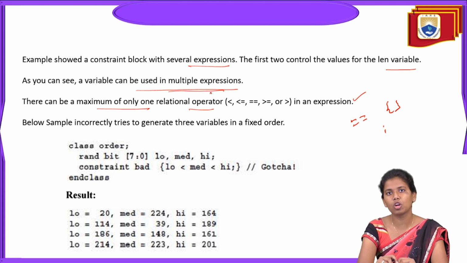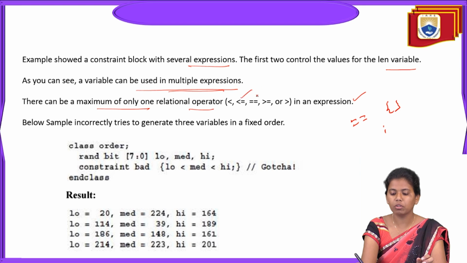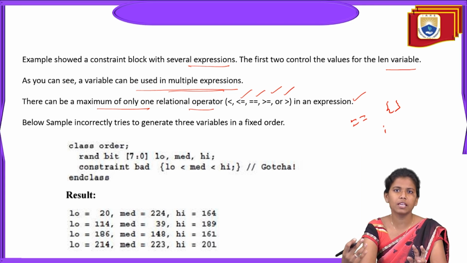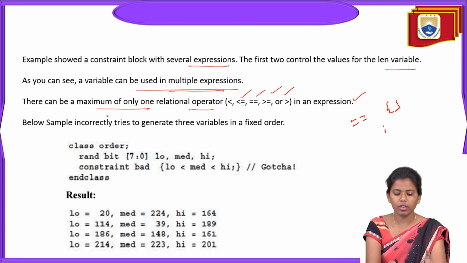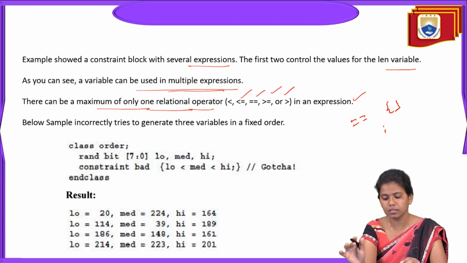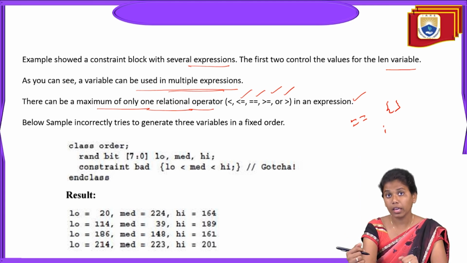So what are the relational operators? Less than, greater than, equals to, right? Less than or equals to, double equals to, greater than or equals to. So these are the relational operators. In an expression, there can be a maximum of only one relational operator observed.